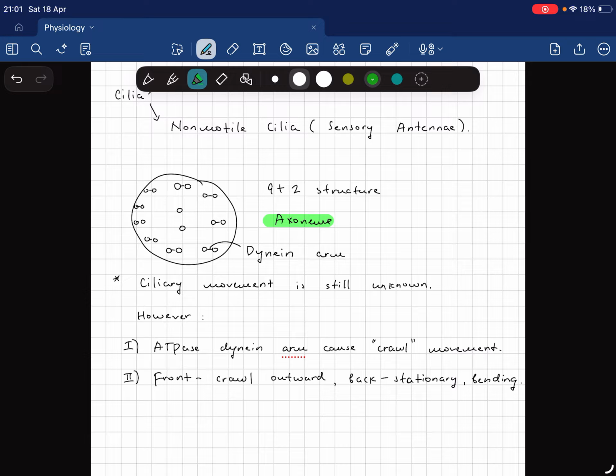In Guyton it is said that there are so many things that we don't know about the cilia, including its mechanism, how it moves. However, we do know some things: ATPase in the dynein arm causes a crawling movement of the cilia. If the front part crawls outward and the back part stays stationary, the bending will occur.